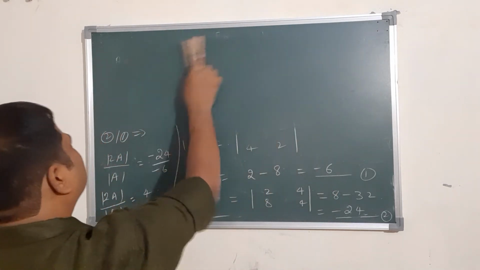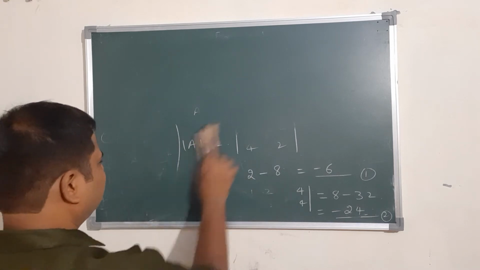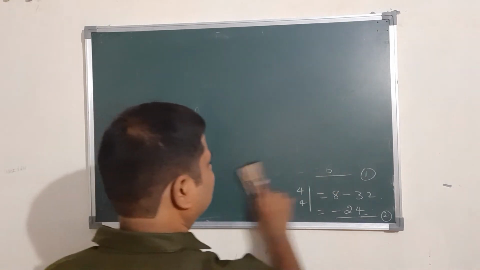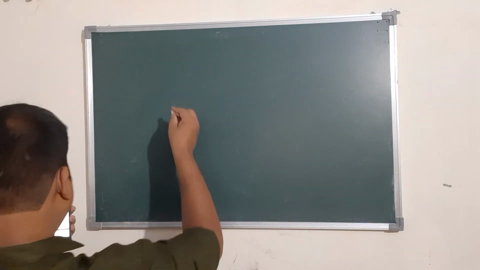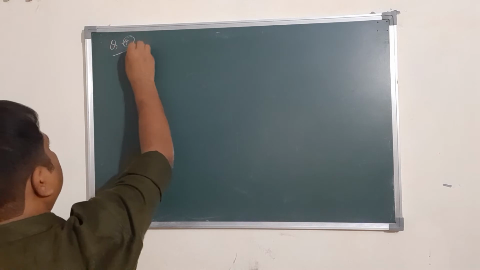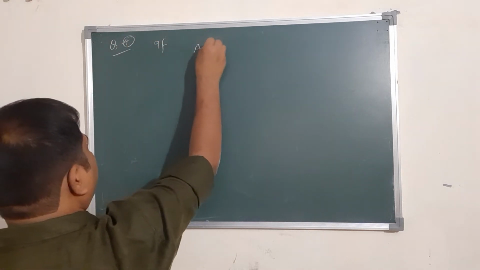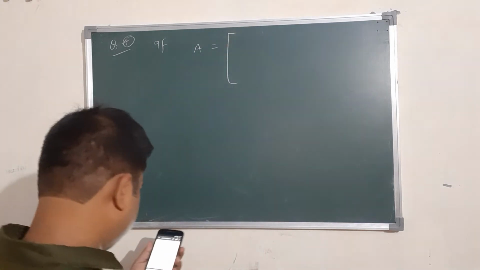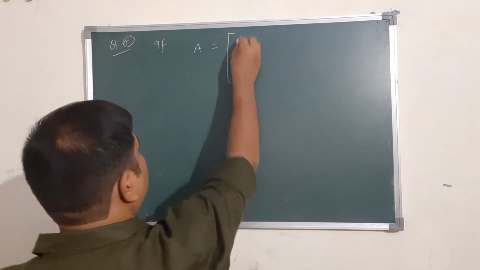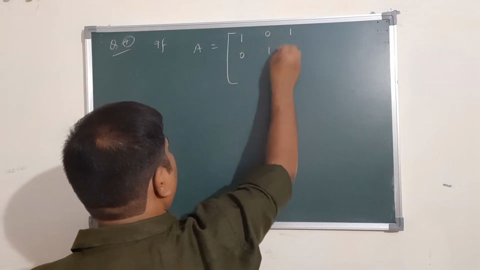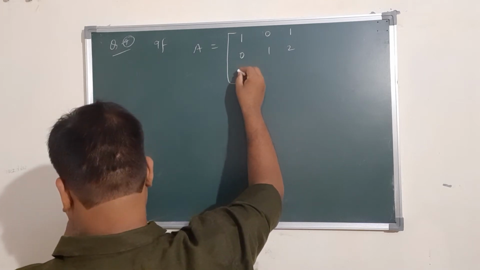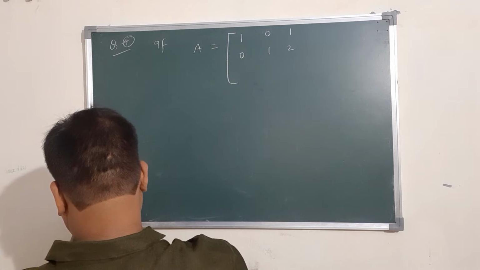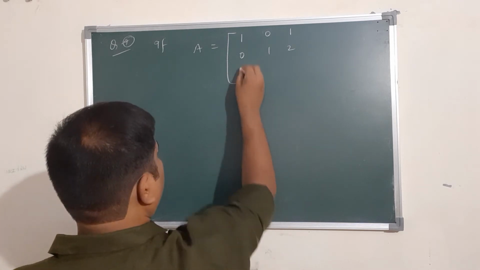Next one, question number 4. If A is equal to the matrix 1, 0, 1, 0, 1, 2, 0, 0, 4.